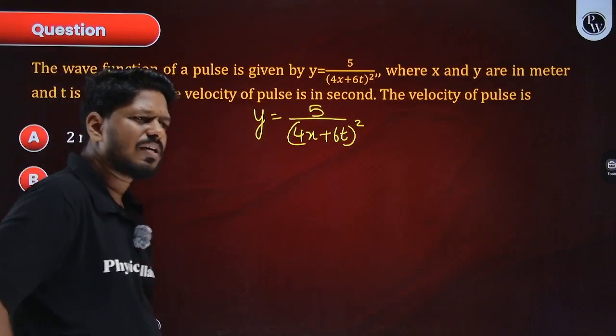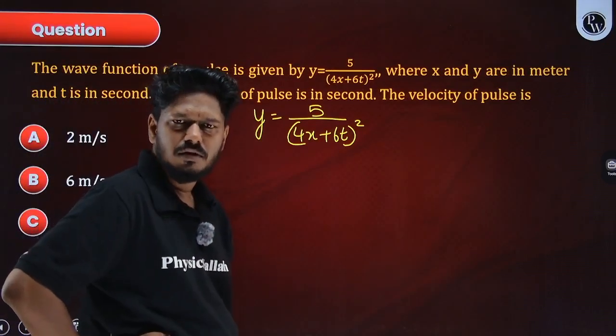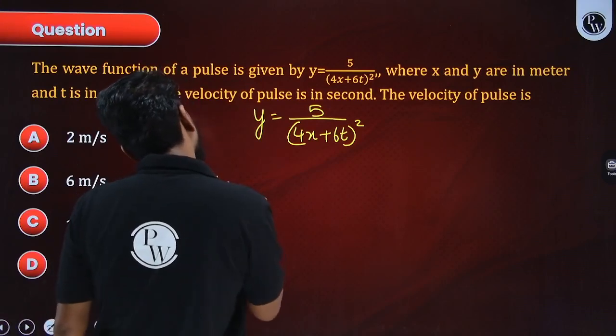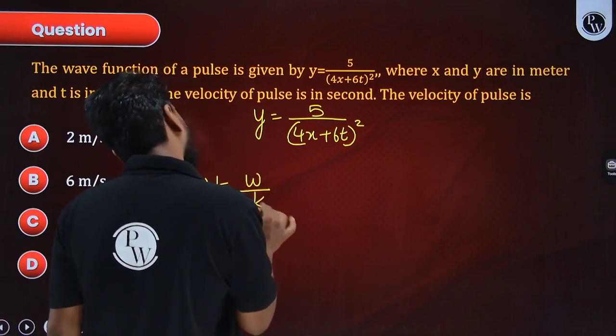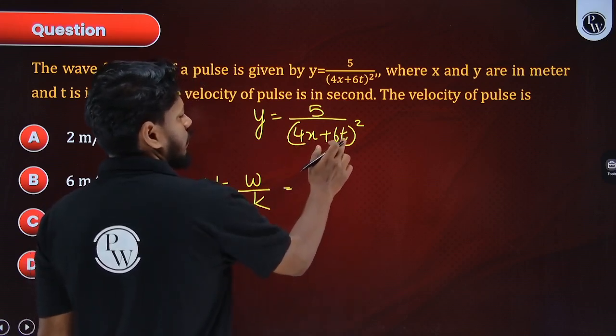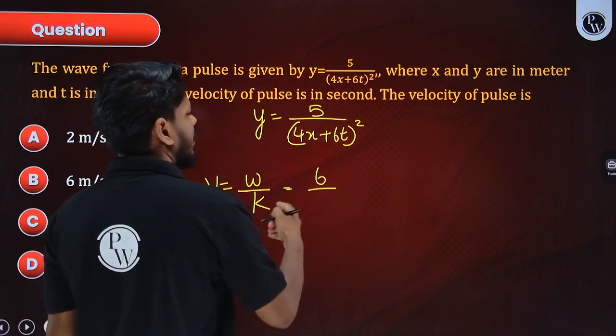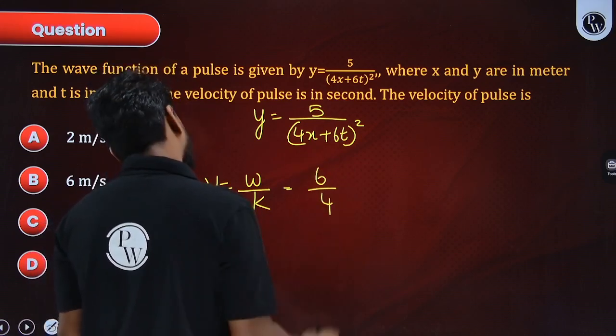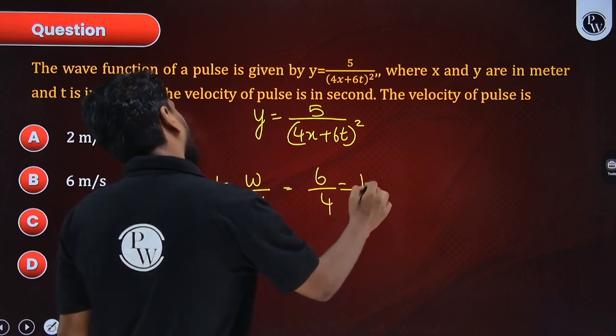But sir, what is the question? They are asking the velocity. Can I find the velocity from omega by k? Yes sir. What is omega? Term which is in front of t is called omega. What is k? Term in front of x. If I solve this, will I get 1.5?